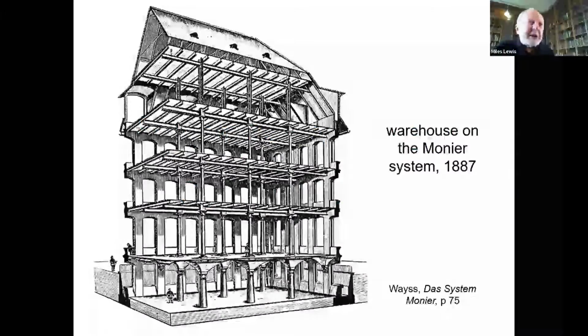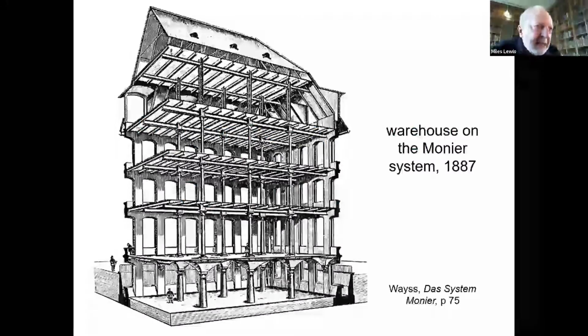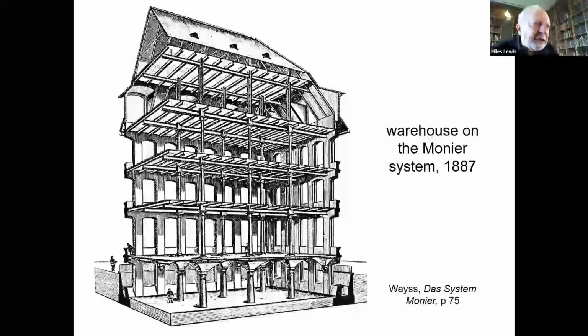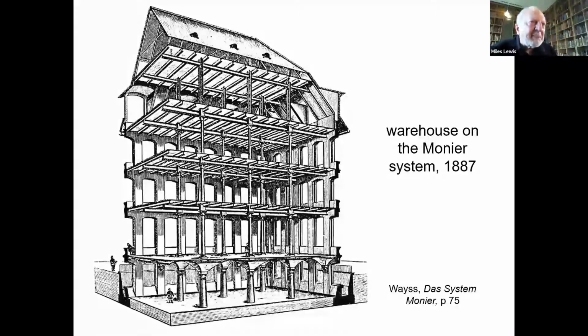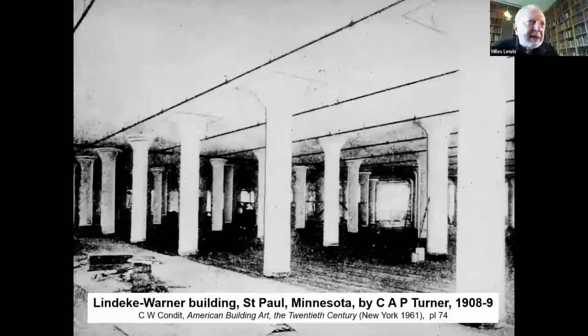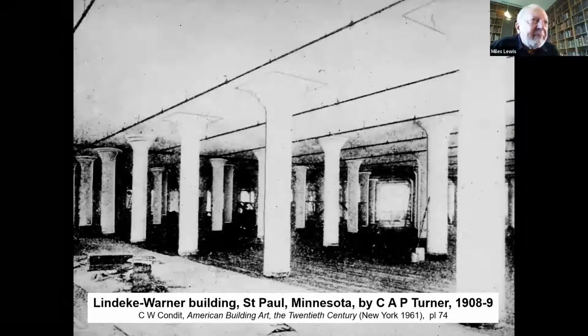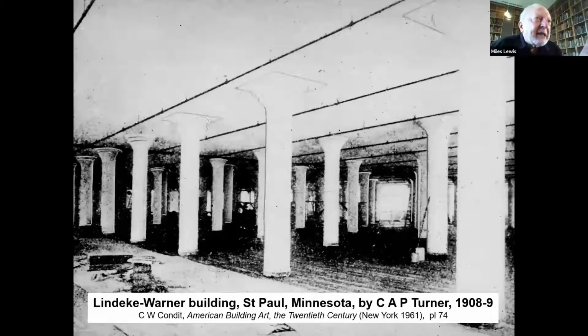You approach this even in the Monier system in the basement. See, the basement here is a groin vault essentially, but it amounts to being flared column heads. So you've got a ceiling height in between where you could take a forklift truck down one aisle without hitting the top. So that determines the floor to ceiling height. What happens later on is that people now make that a feature of the design, and they have circular flaring shapes on top of the columns to create this mushroom head system. Here's one in America, the Lindeke Warner building by C.A.P. Turner.